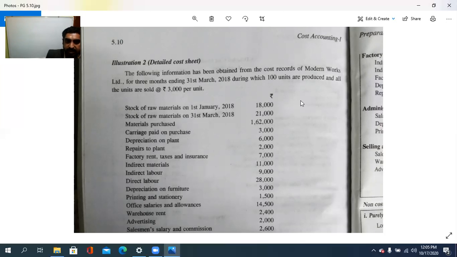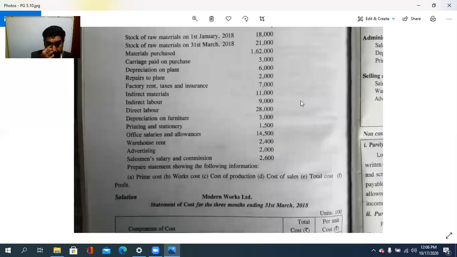So the stock of raw materials on 1st January, stock of raw materials on 31st March, materials purchased, carriage paid on purchases, depreciation on plant, repairs to plant, factory rent, taxes and insurance, indirect material, indirect labor, direct labor, depreciation on furniture, printing and stationery, office salaries and allowances, warehouse rent, advertising, salesman salary and commission, etc. are there. Prepare the statement showing the following information: prime cost, works cost, cost of production, cost of sales, total cost, and profit need to be calculated.